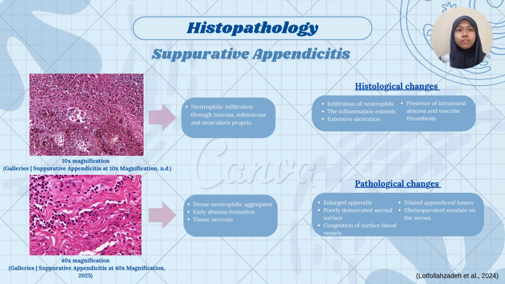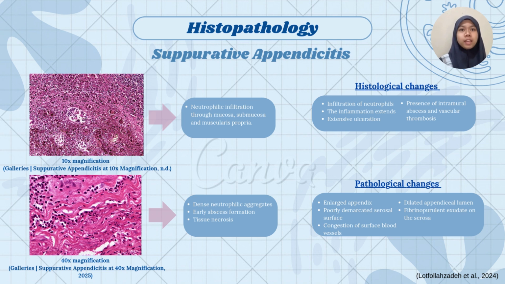Histologically, suppurative appendicitis is defined by the infiltration of neutrophils into all 3 layers of the appendix. As the inflammation spreads through the full thickness of the wall, it can result in ulceration, the development of intramural abscesses, and even vascular thrombosis. These changes indicate that the inflammation has progressed from localized mucosal involvement to complete wall destruction.